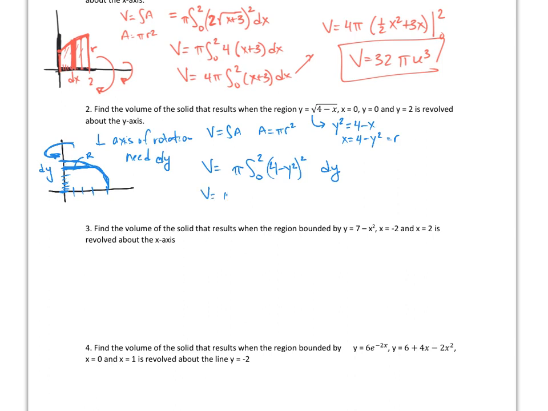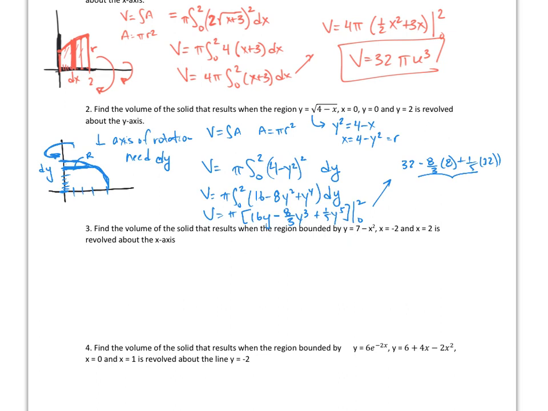We get the volume equals pi from 0 to 2 of 16 minus 8y squared plus y to the fourth dy. I've chosen to do this one by hand, which is fine. Volume equals pi. I'm going to go ahead and integrate. I will get 16y minus 8 thirds y cubed plus 1/5 y to the fifth on the bounds from 0 to 2. Plug that in. You'll get 32 minus, real quick, it'll be 8 thirds times the 8 plus 1/5 times 32.